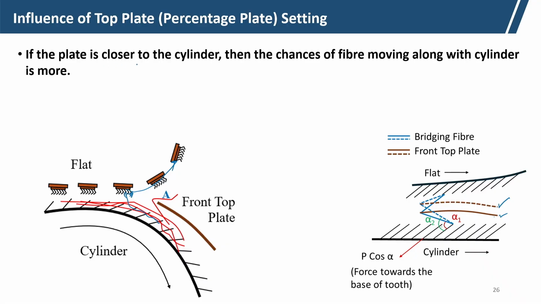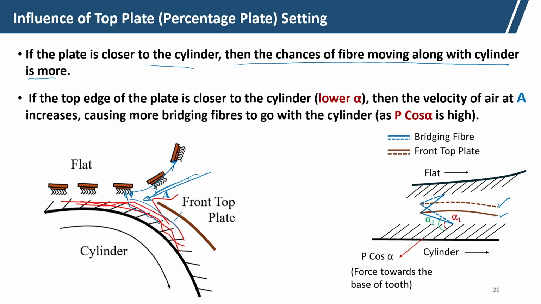If the plate is closer to the cylinder, the chance of fiber moving along with the cylinder is more. That means less air current will be created, and also if it is closer there will be an opening. Through the suction vacuum here, due to the movement, the air will enter here.